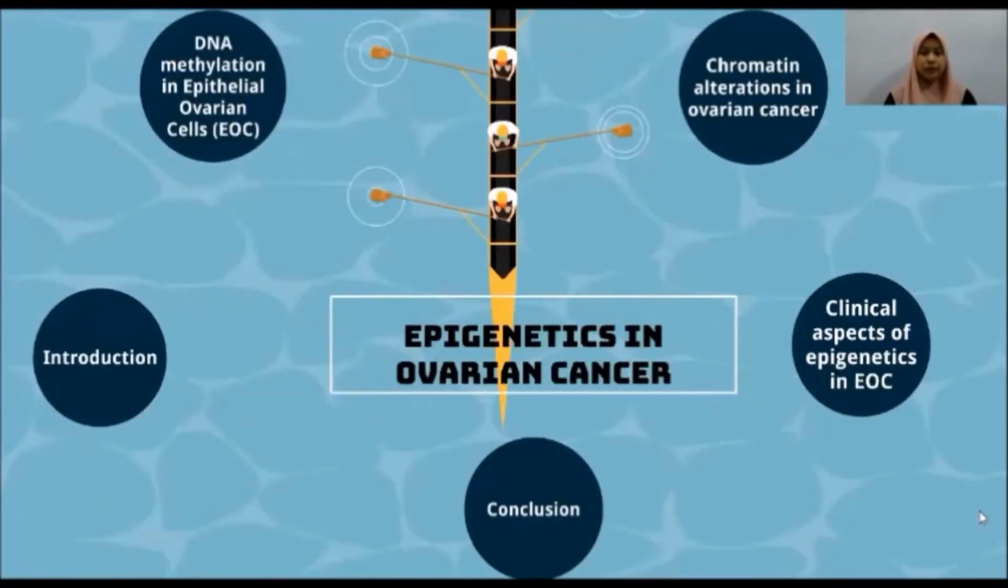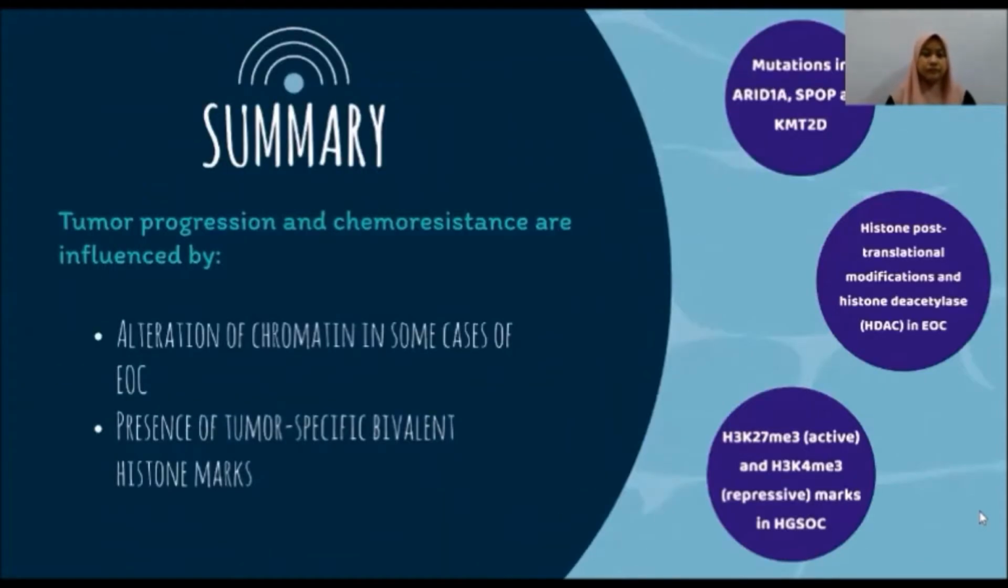The next part is on chromatin alterations in ovarian cancer. Studies have identified mutations in the ARID1A, SPOP, and KMT2D genes.